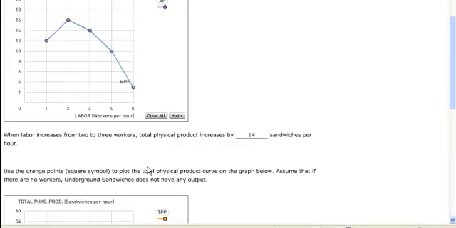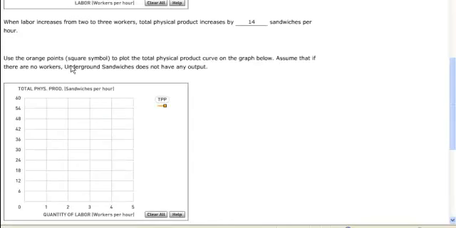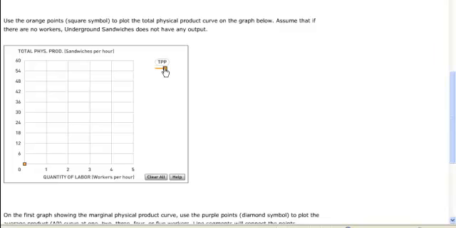So the way we're going to do total physical product is, first of all, they tell us assume that if there are no workers, the sandwich shop does not have any output. So we know that at 0 workers, they're going to have 0 output. So we'll go ahead and place that point first. Now we're going to look at when they add 1 worker. When they add 1 worker, that worker is producing 12 additional sandwiches. So we're going to go from 0 to 12. So we can make another point at (1, 12), and that's the second point on our graph.